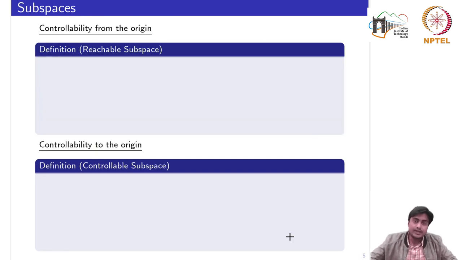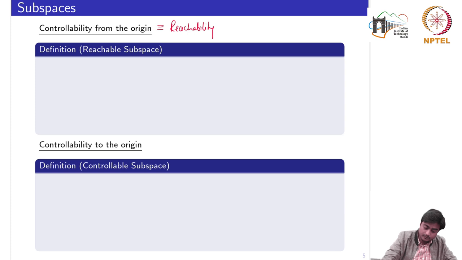So now we will define two subspaces. The idea here is first to define the controllability from the origin, which is also equivalent to saying the reachability. Okay, and another one is the controllability to the origin.